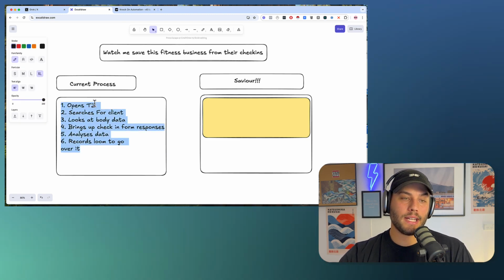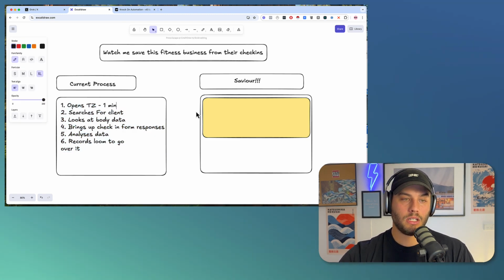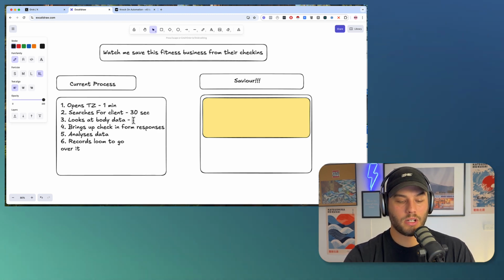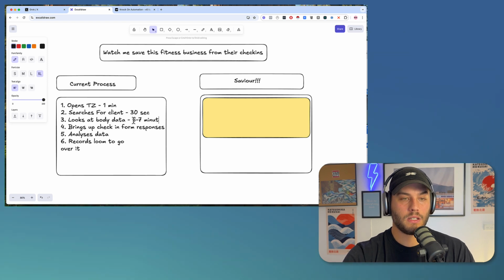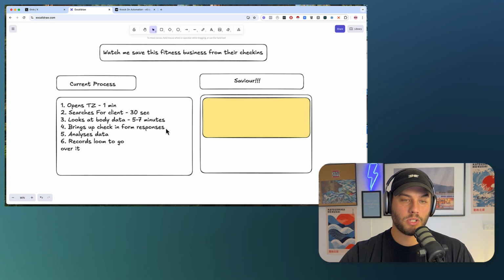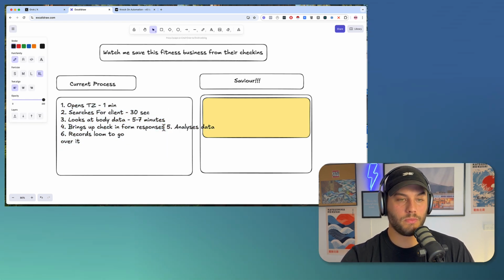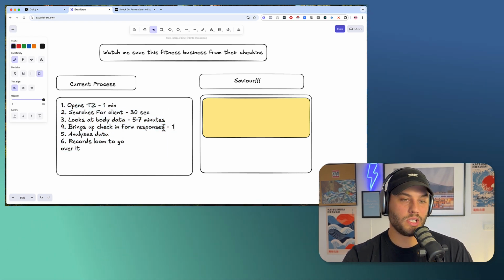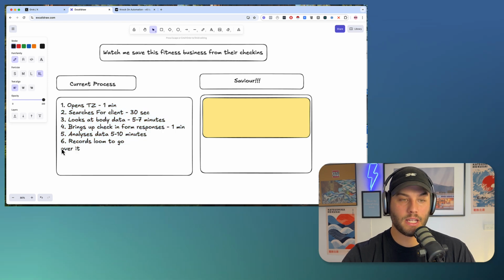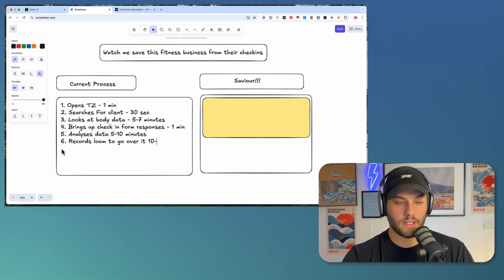So I'm going to break down each stage. This takes 1 minute. This takes 30 seconds. This took anywhere from 5 to 7 minutes. And let's just make this a bit bigger. So bring up check-in responses. This part was like 1 to 2 minutes. Analyze data: this would take 5 to 10 minutes again, and record Loom to go over it. This was usually sitting between 10 to 15 minutes. So a 10 to 15 minute Loom.